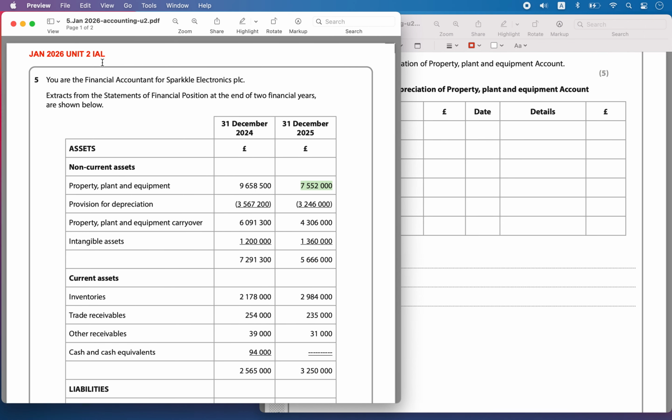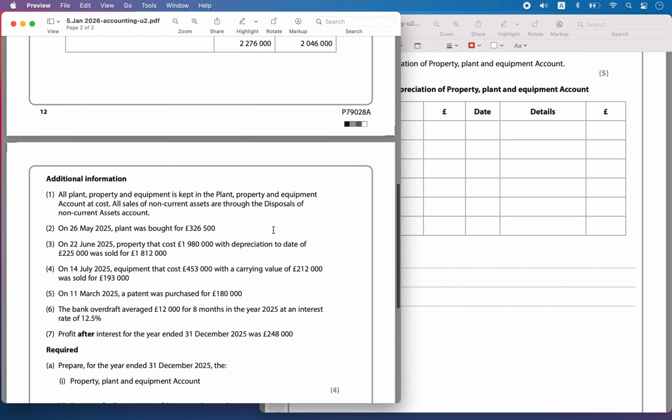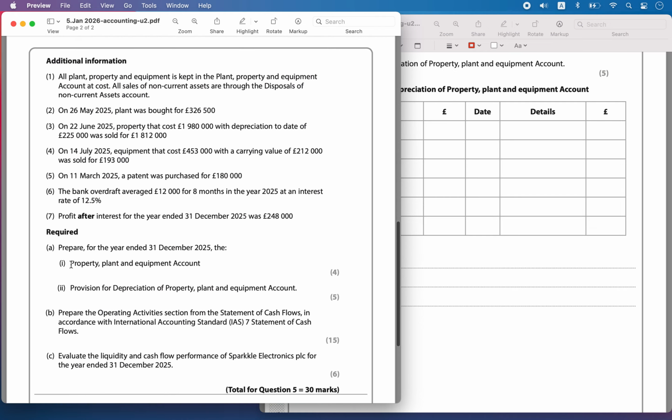Hello, today we are solving the Jan 2026 Unit 2 IAL Edexcel paper. Question number 5. You are the financial accountant for Sparkkle Electronics PLC. Extracts from the statement of financial position at the end of 2 financial years are shown below. Here it is given below.